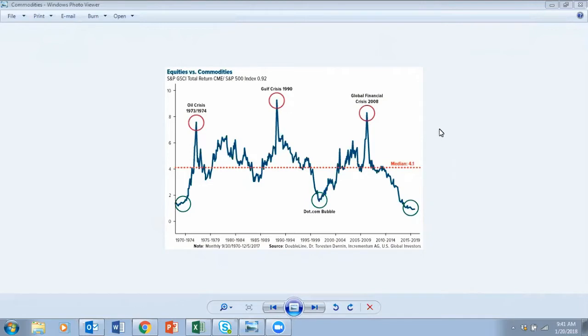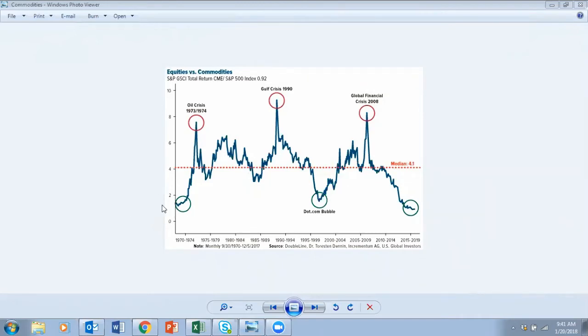First chart I want to go over here is an equities versus commodities chart. Basically what it's showing is the S&P 500 juxtaposed against the S&P Global Commodity Total Return. So basically what we can see here is that we have a median of 4.1 along this red dotted line. Anything above the red line would indicate where commodities were overvalued relative to equities. And when I'm saying equities, I'm talking about the stock market.